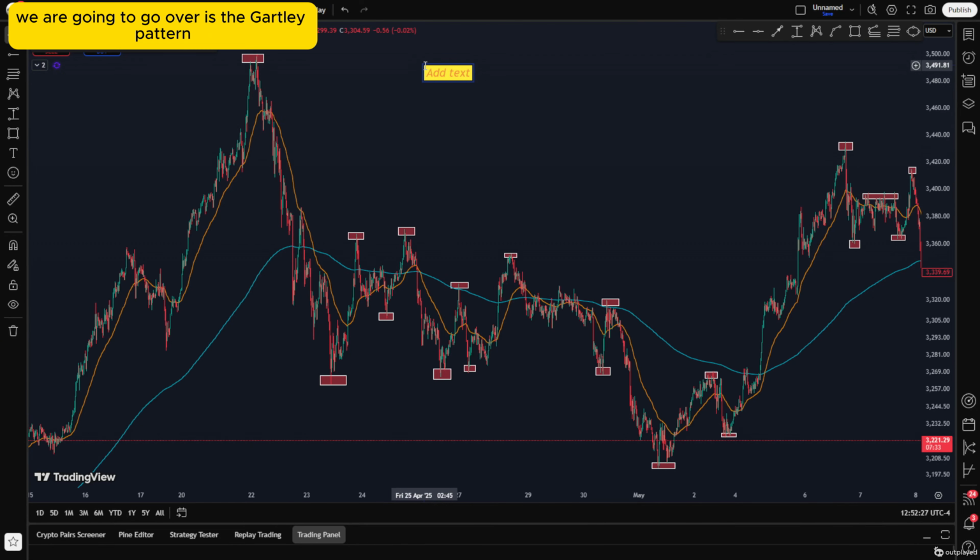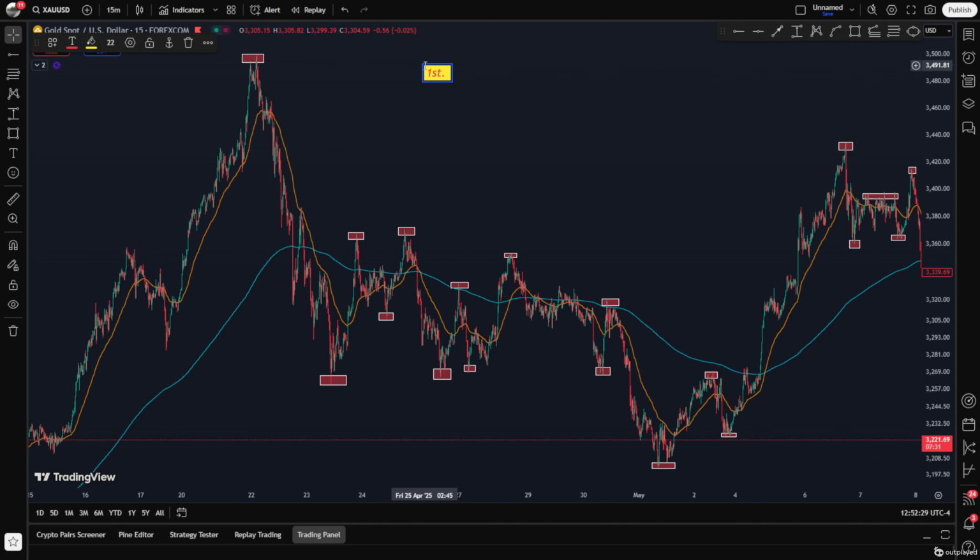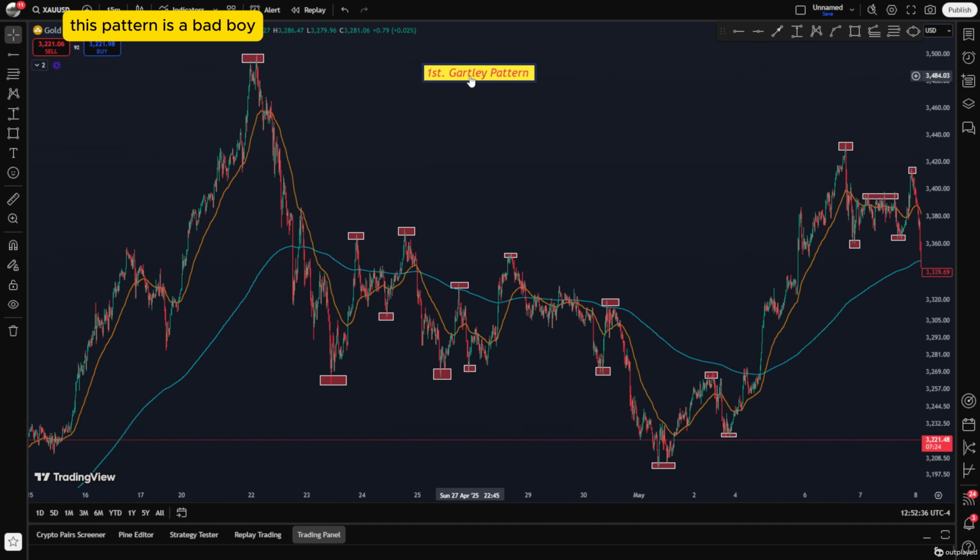The first pattern we are going to go over is the Gartley pattern, and you know you found it when you have a 0.618 retracement. The highest wick of the retracement is the B point, and with the Fibonacci tool from anchor X point to A point, the candles must add up to the retracement at least to the 0.618 Fibonacci level.